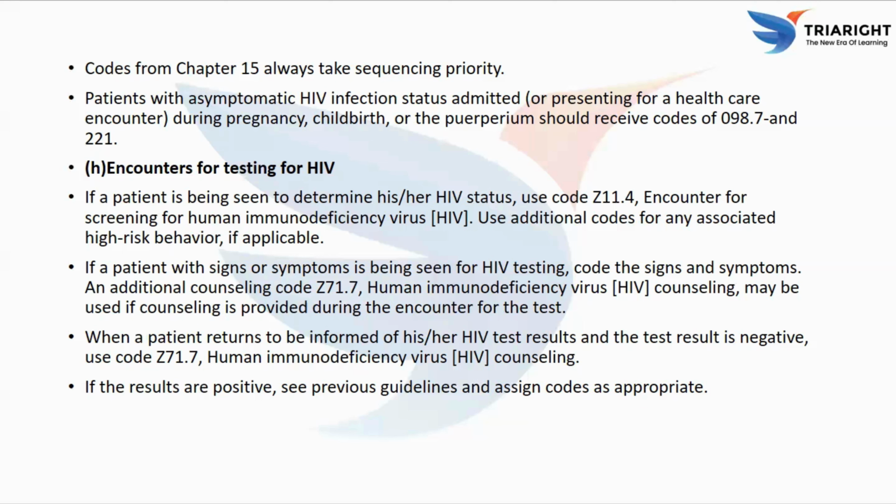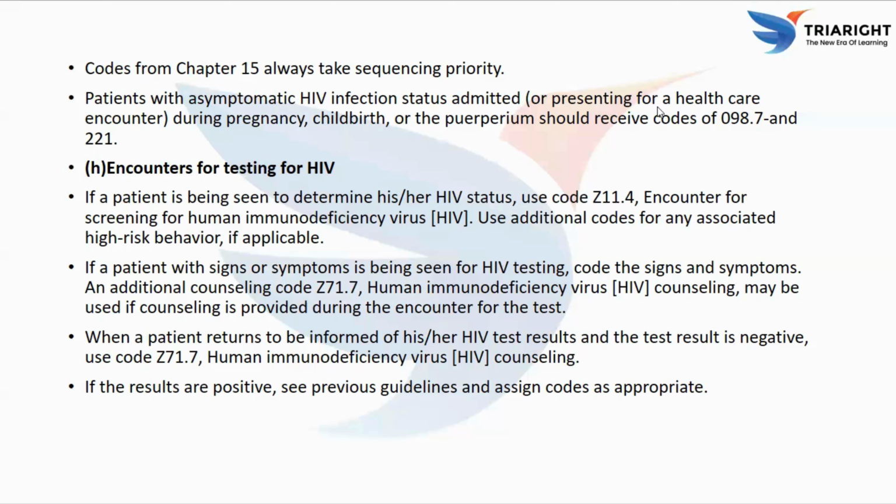The second guideline is when the patient has signs or symptoms and is being tested. If a patient has symptoms, for example fever, weight loss, swollen glands, and the doctor orders an HIV test, you code the symptoms first. Then, if HIV counseling happened during the visit, you assign the code for that as well. You do not use Z11.4 because the encounter is no longer routine. If it is diagnostic testing driven by symptoms, you assign the code Z71.7 for the counseling.